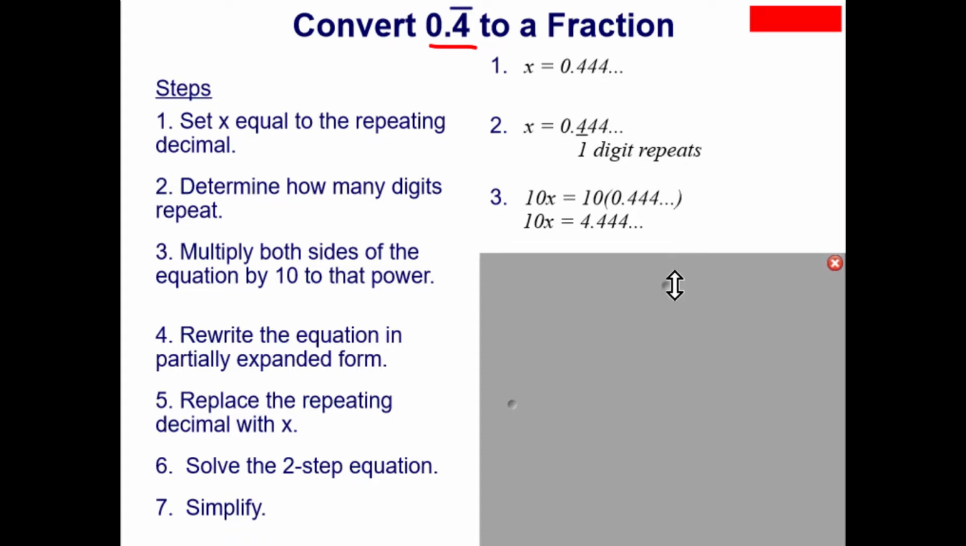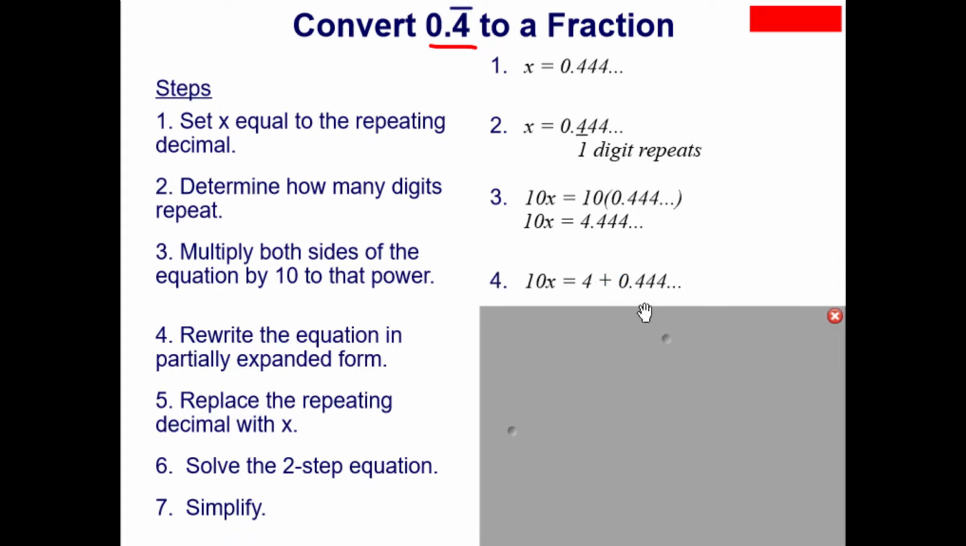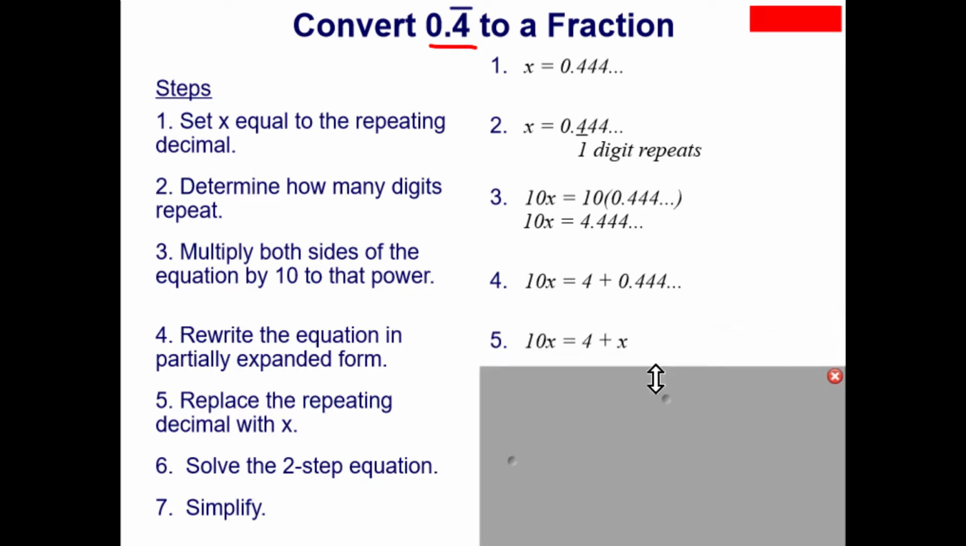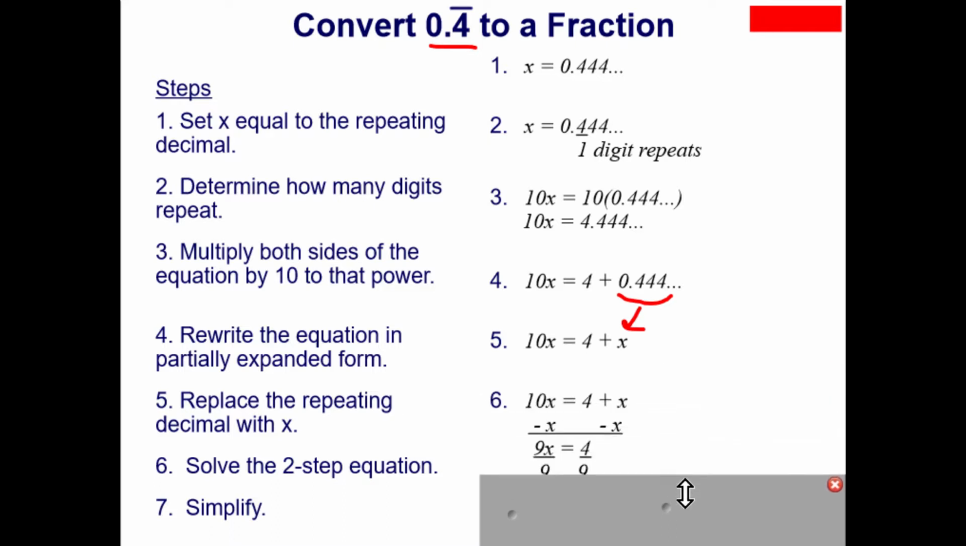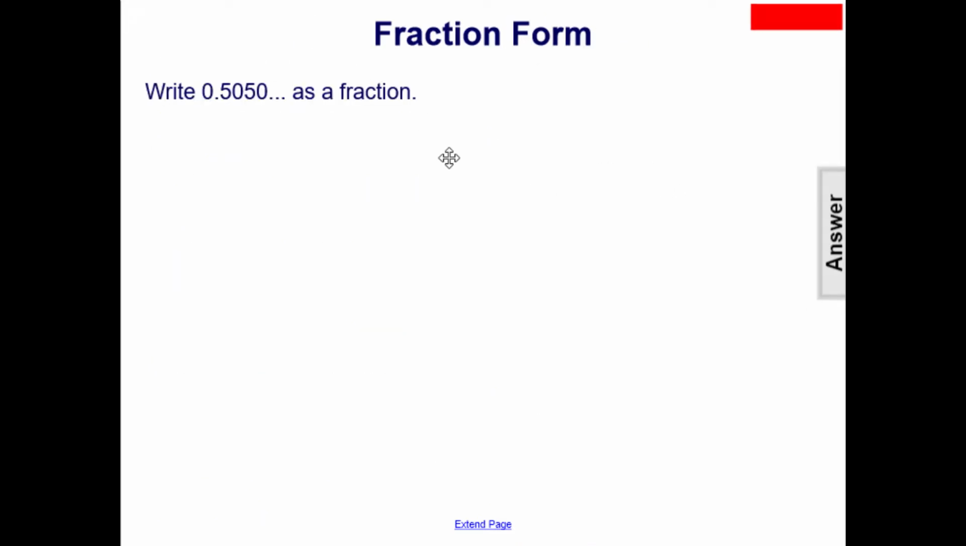We're then going to write that in partially expanded form and get rid of the decimal, or move it away from the whole number. So 4 plus 0.444 repeating. Replace that decimal with the x and solve the two-step equation by subtracting x and dividing by 9. Simplify, 4 over 9 is already reduced, so 4 over 9 would be our answer to the question 0.4 repeating. Let's take a minute and do these on our own without the steps there.